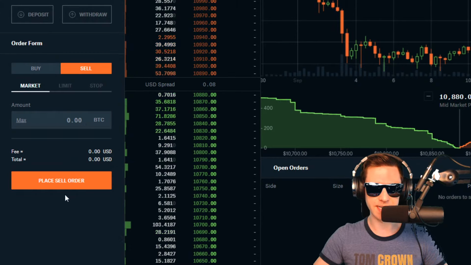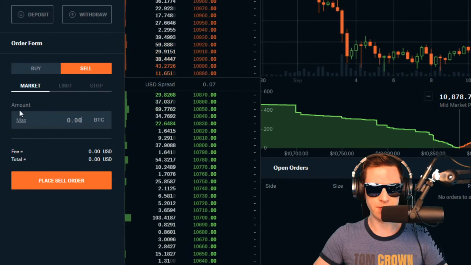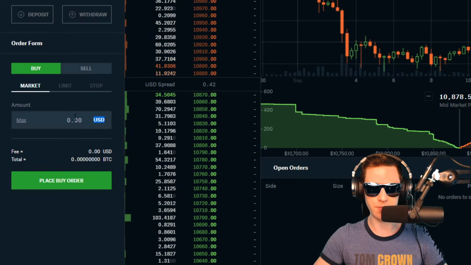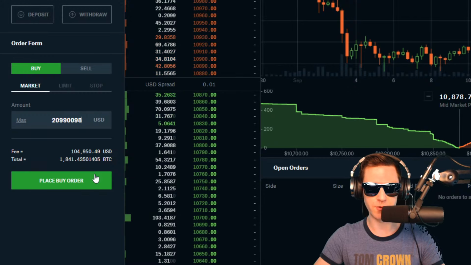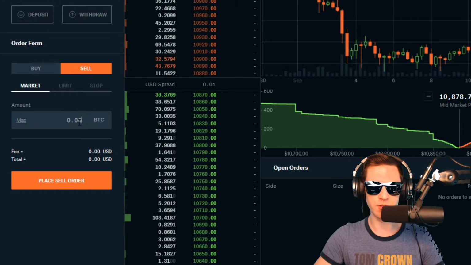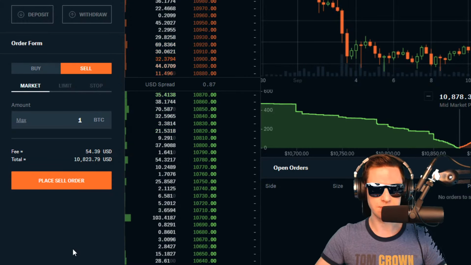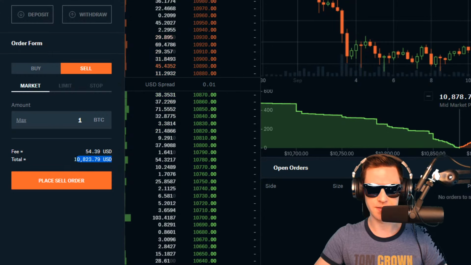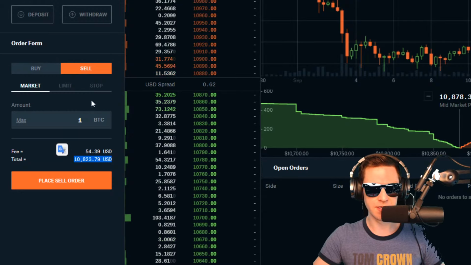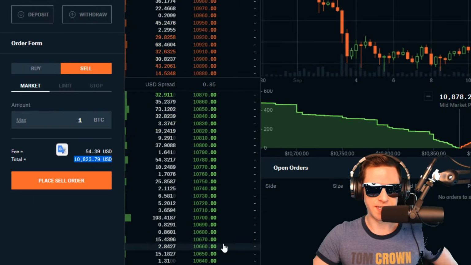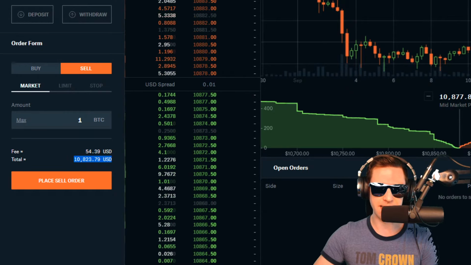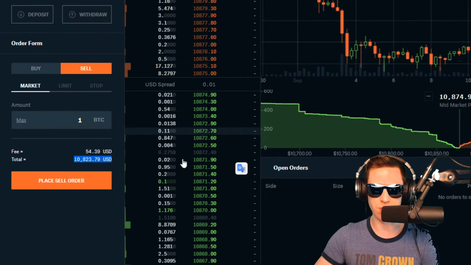The sell side works the exact same way, except you'll notice that instead of the amount, when we were talking about buy, how much USD we wanted to buy worth, now on the sell side we're looking to sell Bitcoin. In the same sense, if I wanted to sell 1 Bitcoin, we'll see that again the fee is roughly $55, and we'll get $10,823 back in exchange for that 1 Bitcoin. So the same rules apply here. If I can't sell 1 Bitcoin at exactly the closest price, because as you see, these order books are always fluctuating.